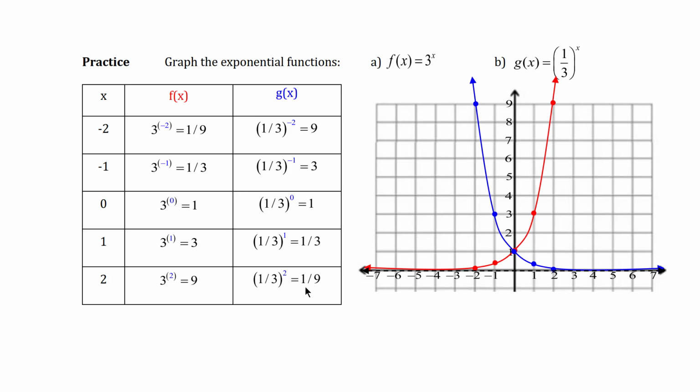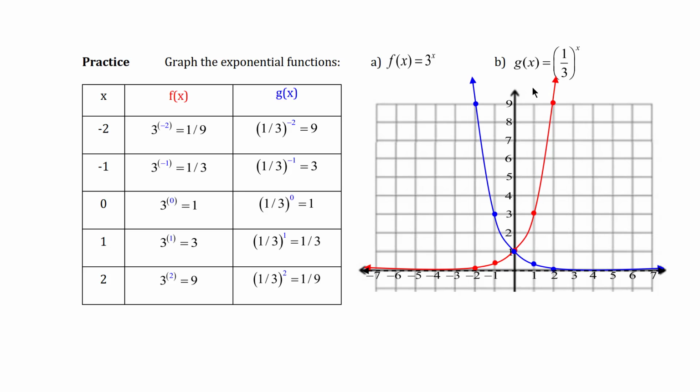Next, we plot the points for the function f. We have -2, 1/9 over here, -1, 1/3 is here, 0, 1 is here, 1, 3 is here, and 2, 9 is over here. Next, we draw the curve through our points, and now we have the graph of the function f in red.